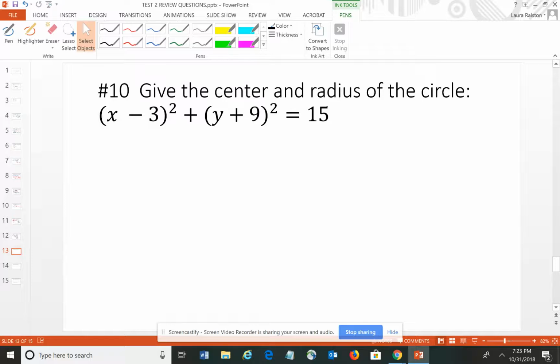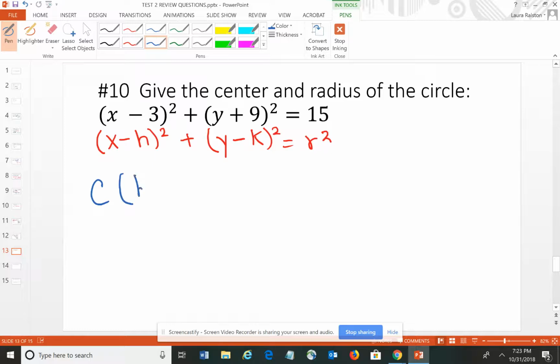Number 10 says to give the radius and the center of the circle. So if you remember your circle formula, x minus h squared plus y minus k squared equals r squared. The center corresponds to h comma k. So h here is 3 and k is negative 9. R is going to be the square root of 15 because r squared is 15.